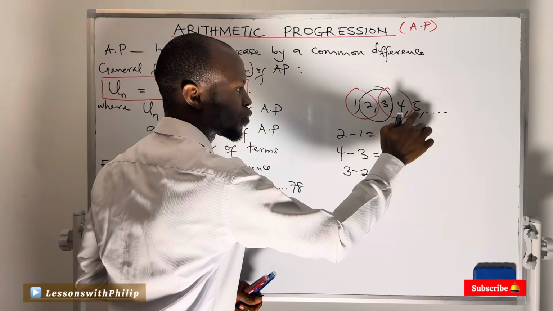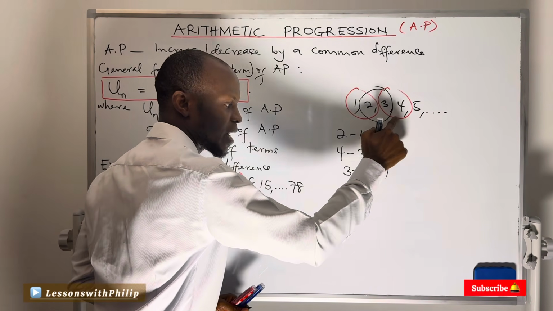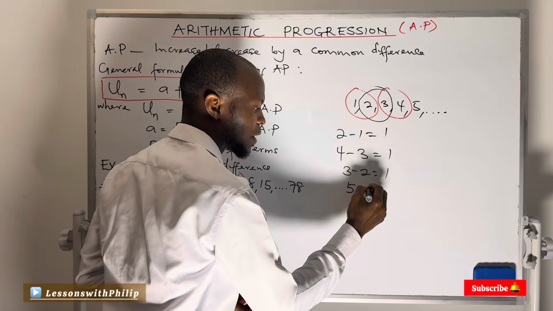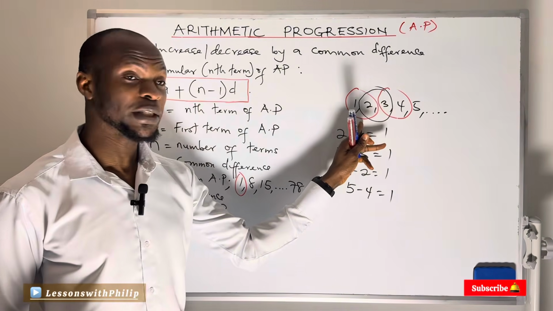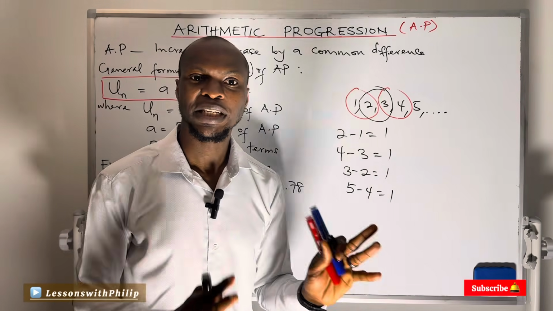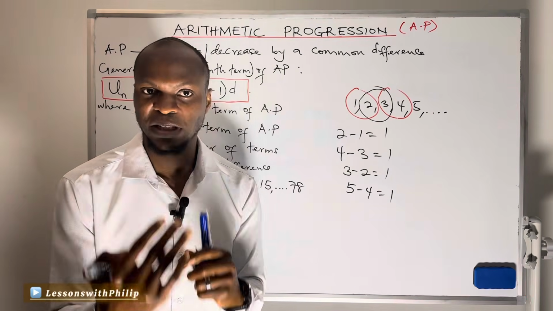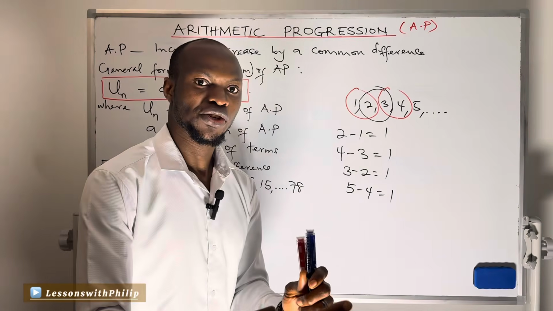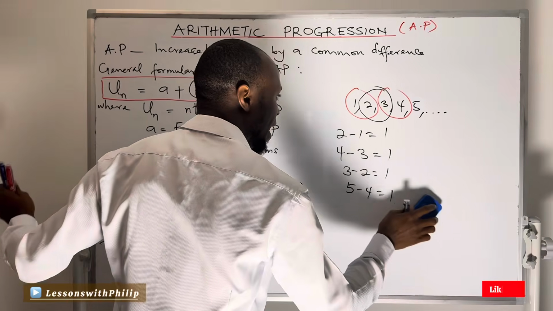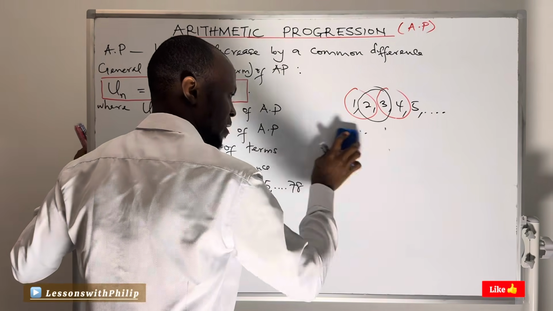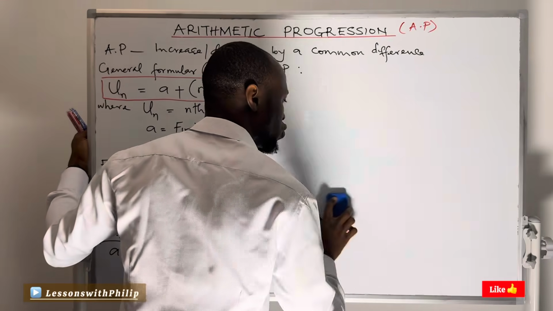If I choose 5 and 4, which is the fifth term and the fourth term, 5 minus 4 gives us 1. That shows that this kind of sequence is known as an arithmetic progression. Why? Because it has a common difference in the progression of the sequence. That is why it is known as a common difference. If you understand that, then I can go straight to my question.